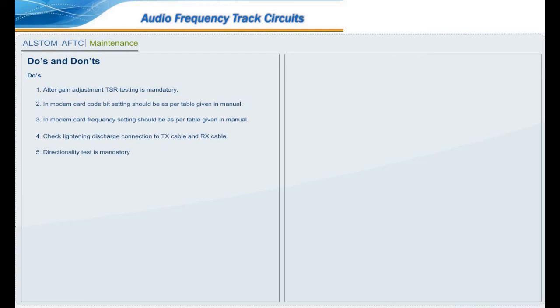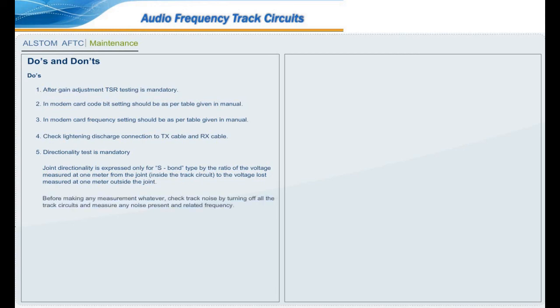Directionality test is mandatory. Joint directionality is expressed only for S-bond type by the ratio of the voltage measured at 1 meter from the joint inside the track circuit to the voltage measured at 1 meter outside the joint. Before making any measurement whatever, check track noise by turning off all the track circuits and measure any noise present and related frequency. Don'ts. Don't put jumpers in vertical position.